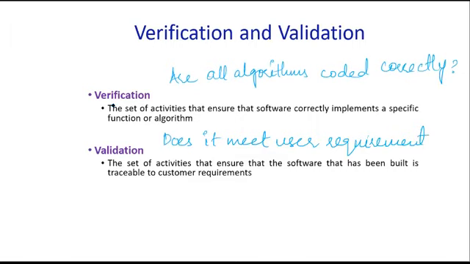So coming to the definition, verification is a set of activities that ensure the software correctly implements a specific functional algorithm. Whereas validation is a set of activities that ensure that the software that has been built is traceable to customer requirements. That is what was stated by the end user. That is what you're developing. It should not be a completely different thing.